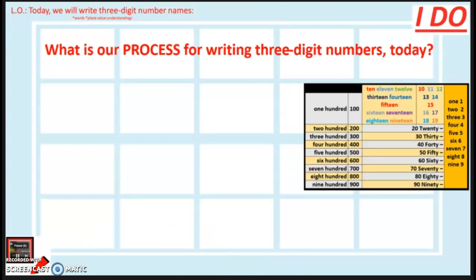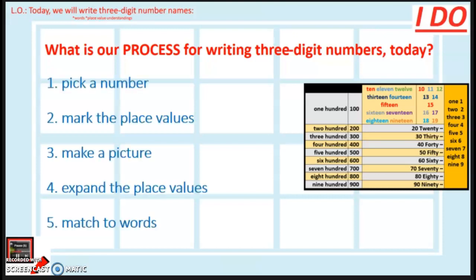Alright, so let's go over what our process for writing these 3-digit numbers might be today. What is it? Let's talk about it. First, I'm going to pick a number. Second, mark those place values. Third, make a picture. Fourth, expand the place values. And fifth, I'm going to match them to words.